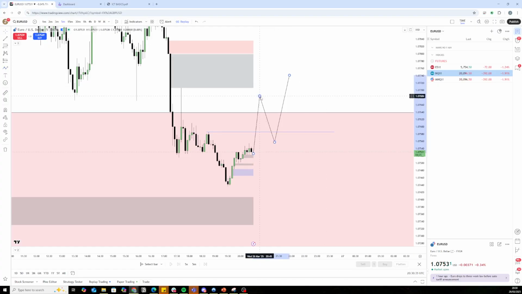However, if we only went like that, and we didn't properly displace, remember, displacement is a strong aggressive move, right? There we didn't really displace. That would be considered manipulation, and we'd probably continue to the downside.